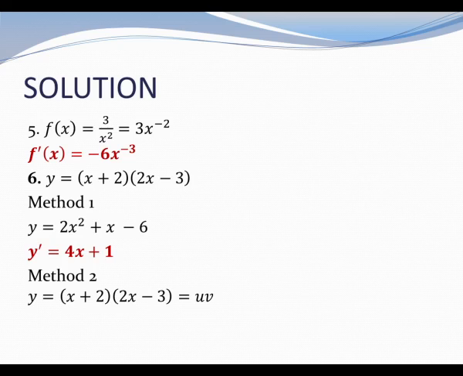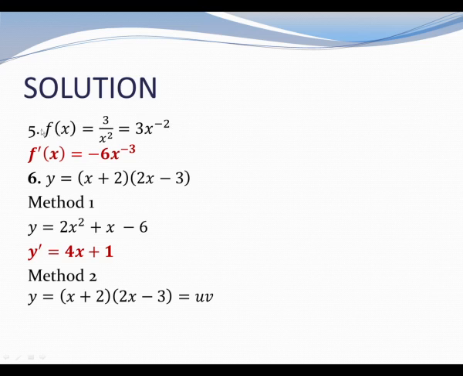These are another example of finding the derivative of a function using the properties of the derivative of an algebraic function. For example number 5, the given function f of x is equal to 3 over x squared, wherein instead of using the quotient derivative, you can express the given function as 3x raised to negative 2. Then instead of using the quotient derivative, you can now apply the power derivative, wherein you can bring down the exponent and then subtract 1 from the exponent.